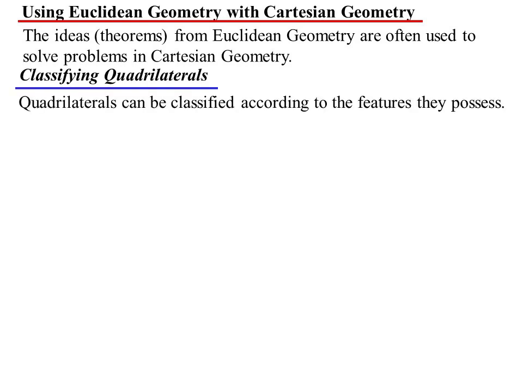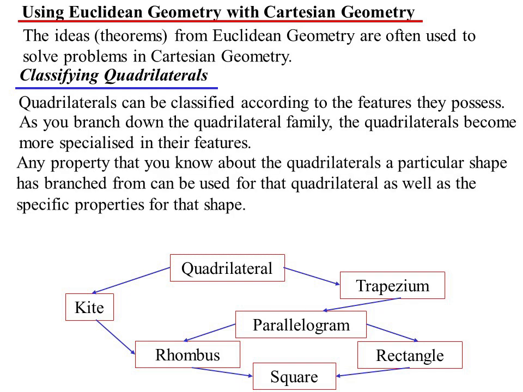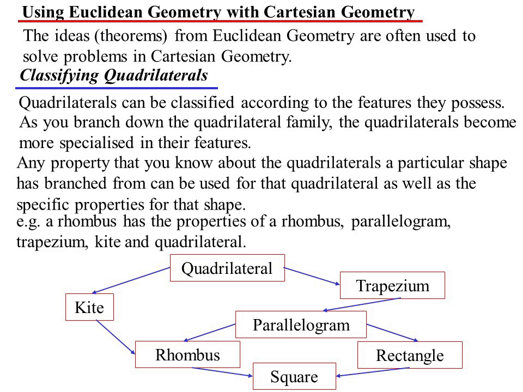So as a reminder, let's have a look at our quadrilaterals and classifying them according to features they possess. There's the family tree for quadrilaterals. And as I said there, as you branch down, go further in the tree, that quadrilateral, sometimes it will have their own features, so it becomes more specialized, but it will also possess any feature of the shape that it came from. Now, for instance, a rhombus.